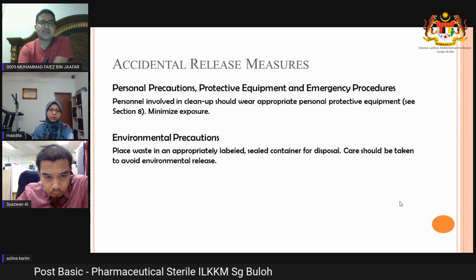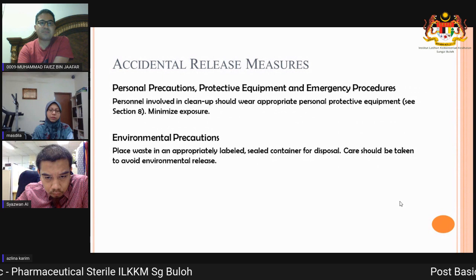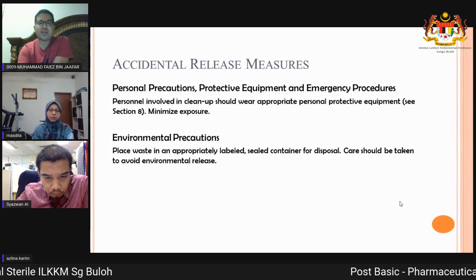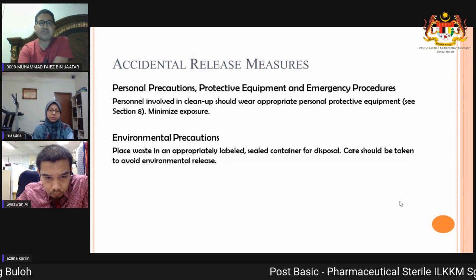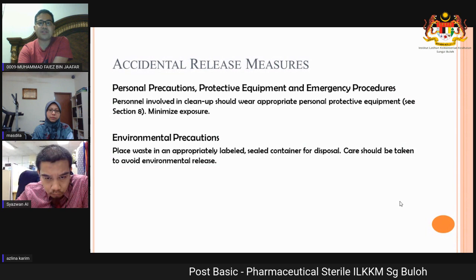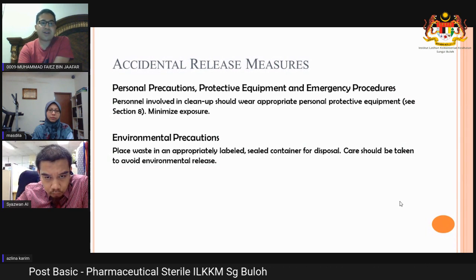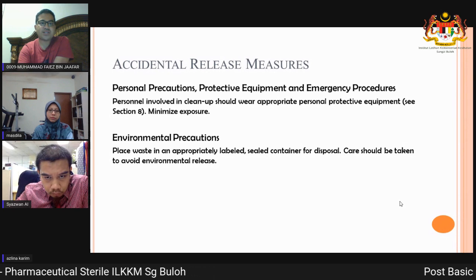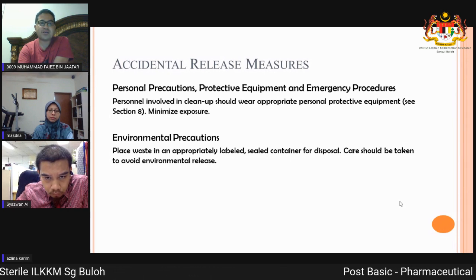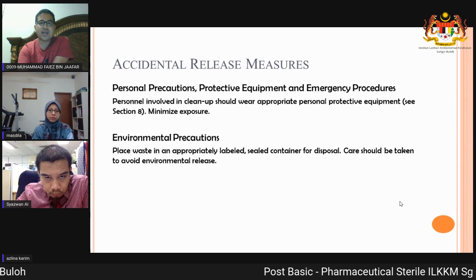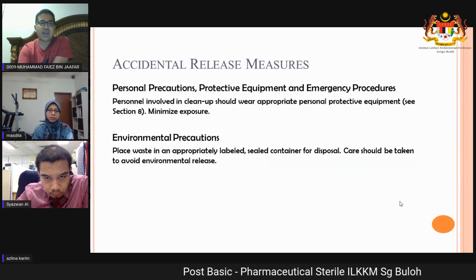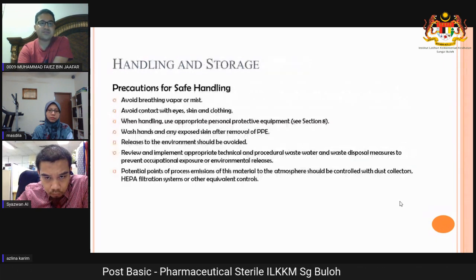In accidental release measure, personal precaution, protective equipment and emergency procedure: personnel involved in cleanup should wear appropriate personal protective equipment. Environmental precaution: place waste in an appropriately labeled sealed container for disposal. Care should be taken to avoid environmental release.